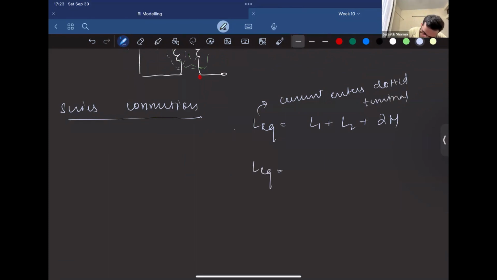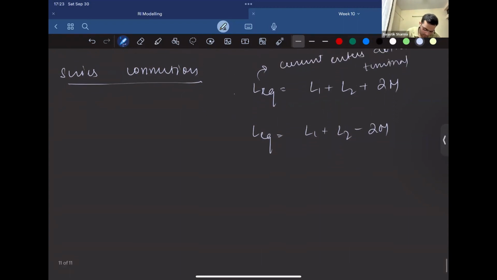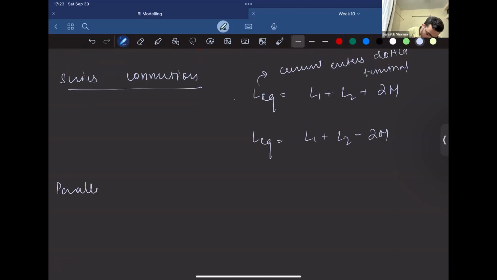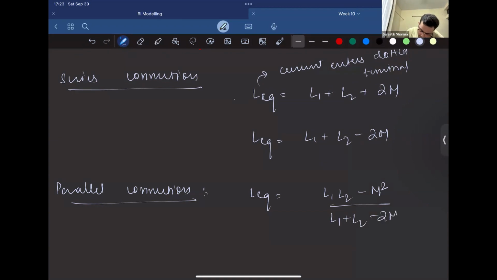For the other case, what would it be? It would be minus 2M, right? So you can go through those examples and you'll get to know all of these things. For parallel as well, the same thing happens. So how does the parallel connection's equivalent L look like? It's nothing but (L1 L2 minus M square) upon (L1 plus L2 minus 2M), right?